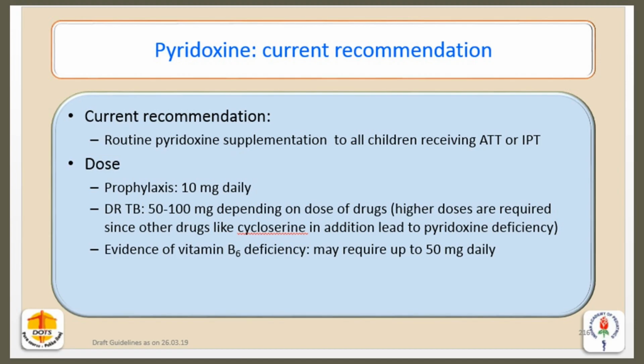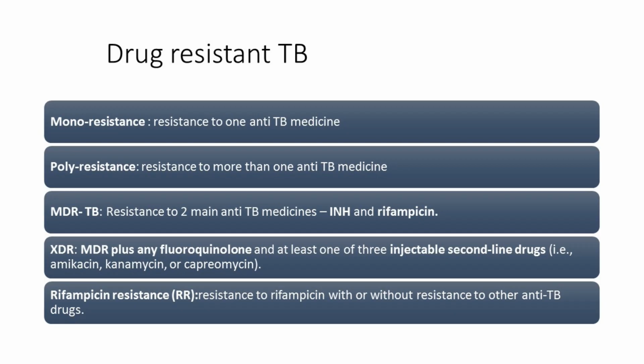Pyridoxine. Earlier we never used to give pyridoxine in children. Now it is recommended that you give it in all children who are receiving TB treatment, as well as the ones who are receiving INH prophylaxis for latent TB. Dose is 10 mg per day. In case of drug-resistant TB, because you have additional drugs like cycloserine, you have to give 50 to 100 mg per day, not per kg, to prevent pyridoxine deficiency.